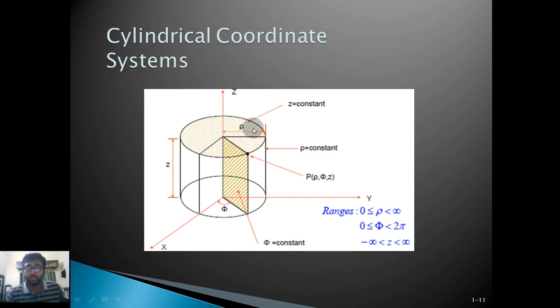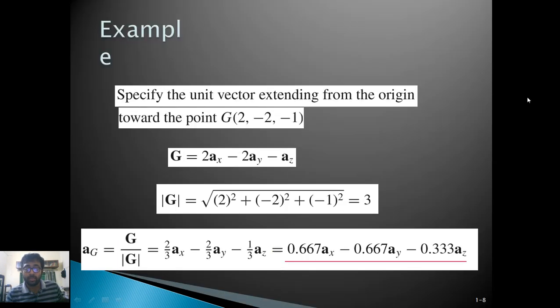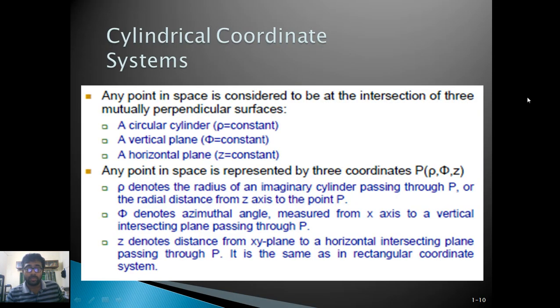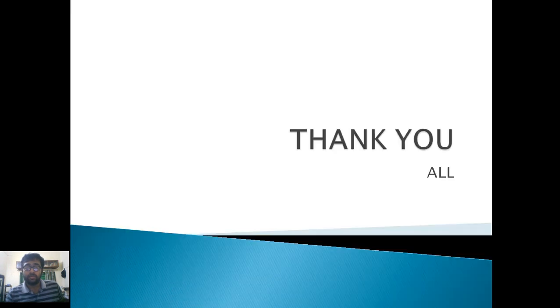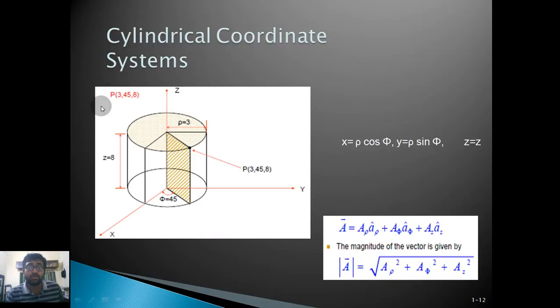Now if rho is equal to a constant, we will get a circular cylinder. If z is constant, we will get a horizontal plane, which we have described earlier. So in case z is constant, we have a horizontal plane. In case phi is equal to a constant, we have a vertical plane. So yes, this is the pictorial depiction.